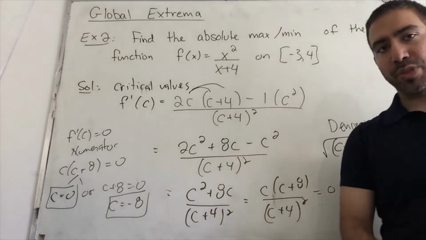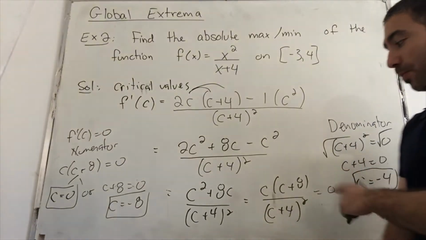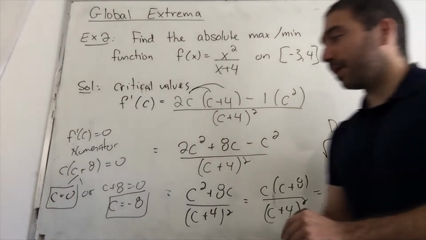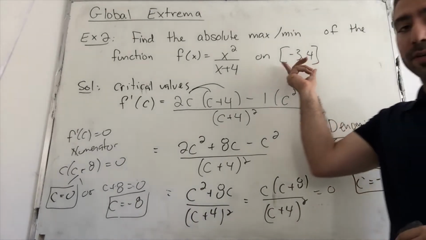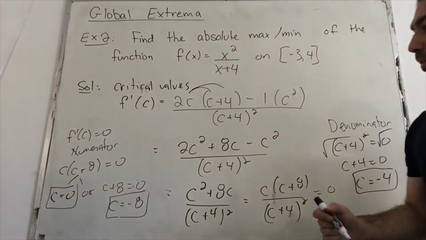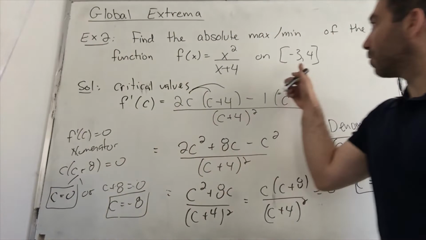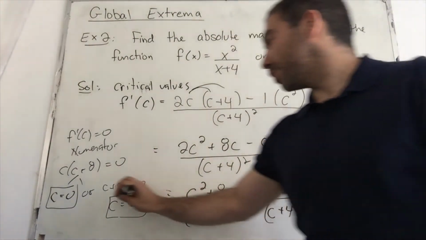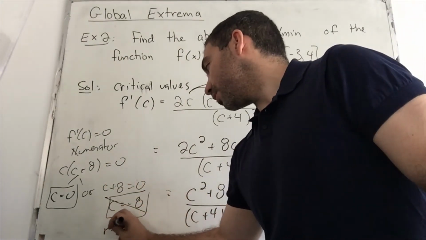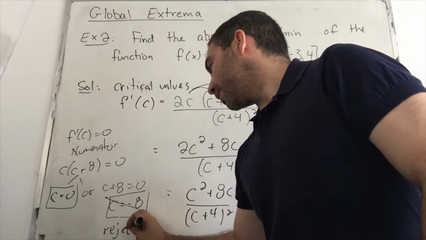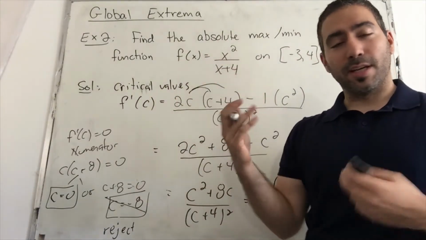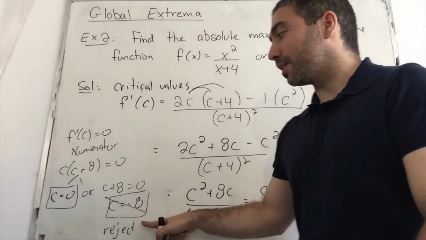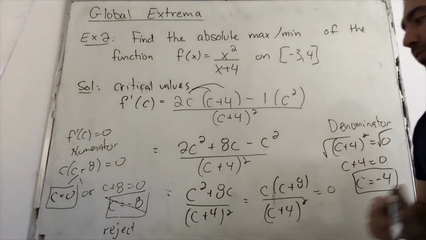Okay. What I would do next is, don't stop here, don't plug in these values. Verify if these critical values are in our domain, in our closed interval that's given, from negative 3 to 4. So 0 lies in our domain, but negative 8 doesn't, so you can reject it. Don't use it. Because if you plug this back into the original function and you get an absolute max or an absolute min, it's actually incorrect. We reject it because it doesn't lie in our closed interval.